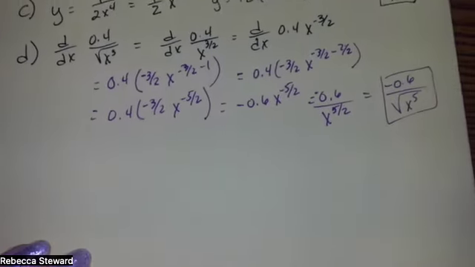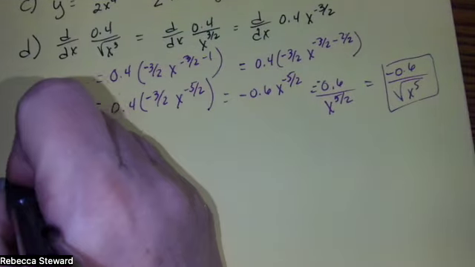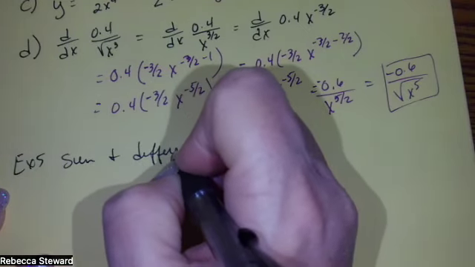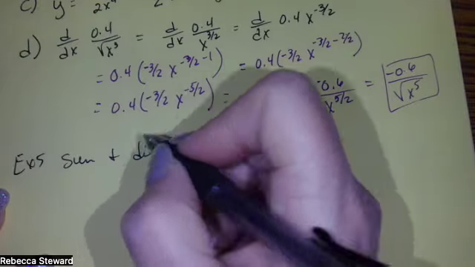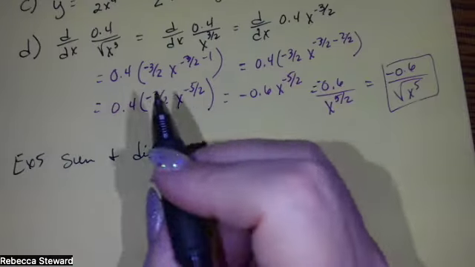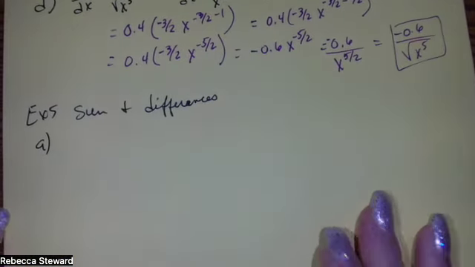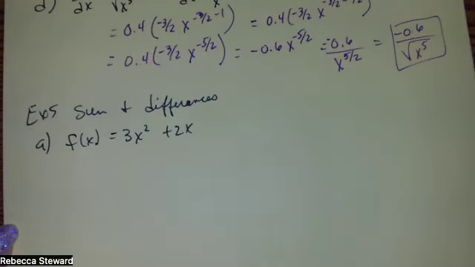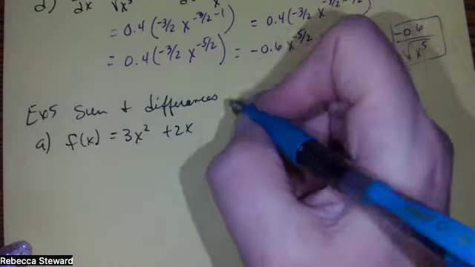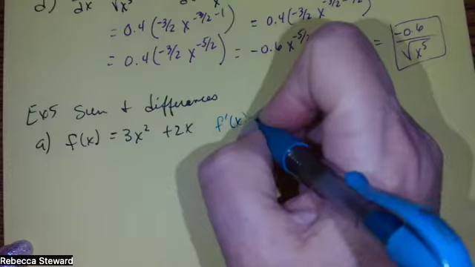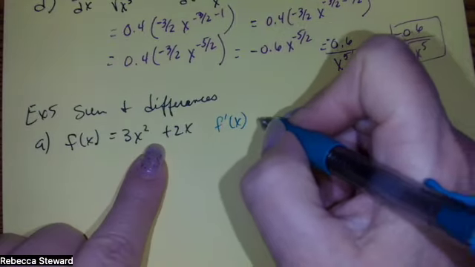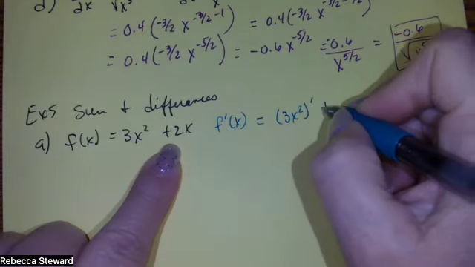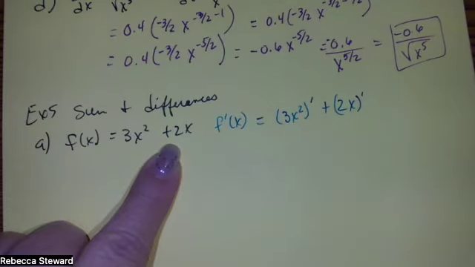All right, now let's go to another type. We are going to do example 5 will be the sum and difference. So sums and differences. All right. So our first example, we have f of x equal to 3x squared plus 2x. So I can do my f prime of x will be equal to the derivative of 3x squared plus the derivative of 2x.